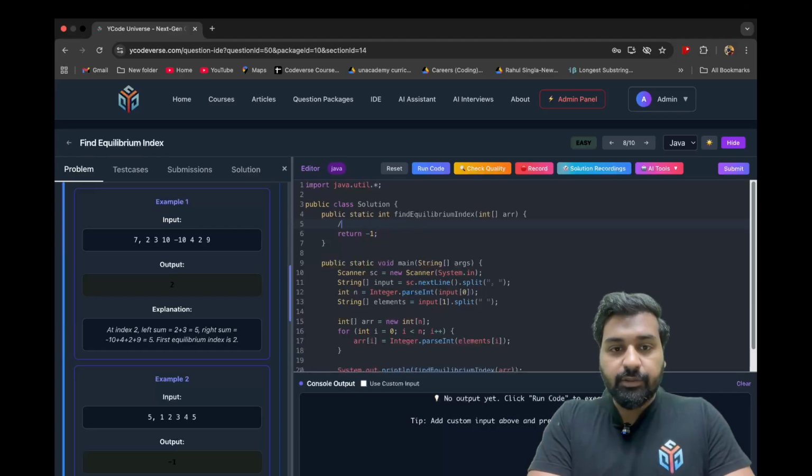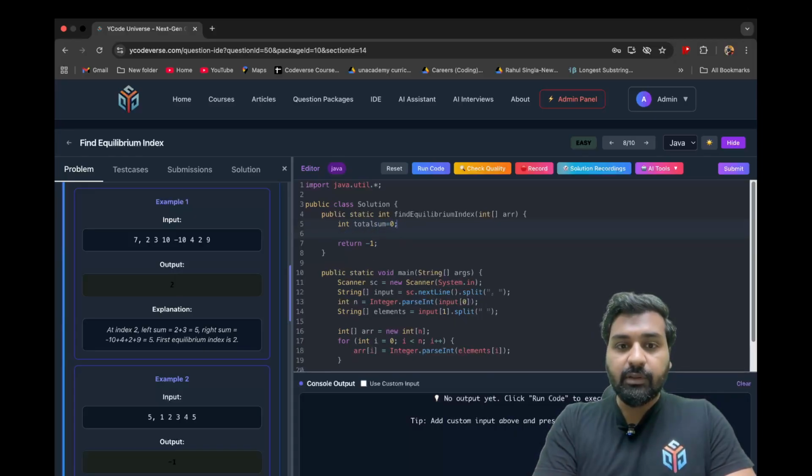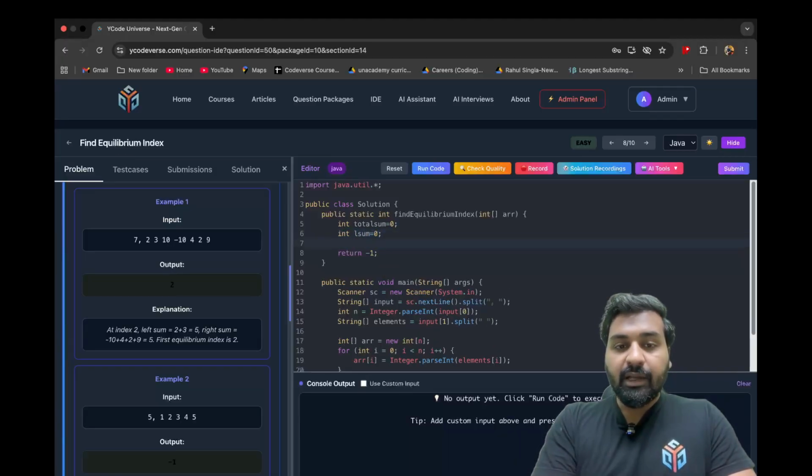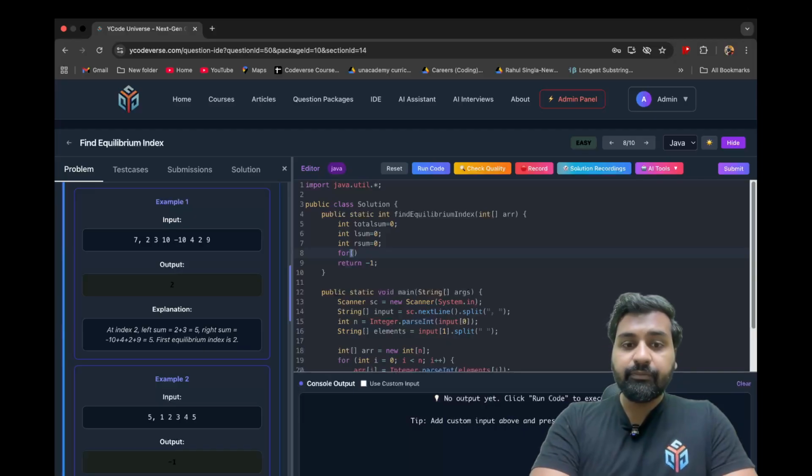So what we understood. What I'm going to do is, first of all, I need a total sum of the array, right? Total sum is equal to initially 0. Also, what variables do I need? I need int leftSum, which is initially 0, and we are going to take a rightSum, which is still equal to 0, right? Now we are going to find out the total sum of the array. For int i = 0; i < arr.length; i++.